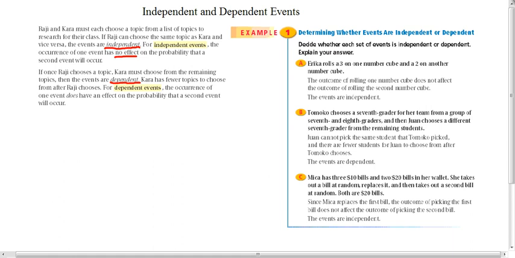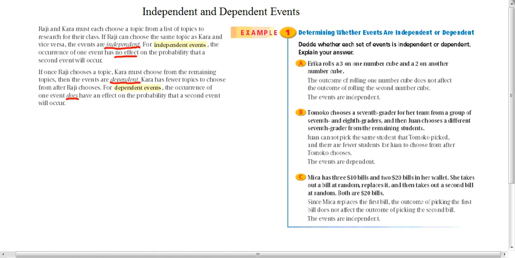And for this dependent event, the occurrence of one event does not have an effect on the probability, or it does have. I said it does not. Let's say it does. That's why we got this highlighter out. So the first one, independent, no effect. This one, it does have an effect because there are fewer choices for the second event.